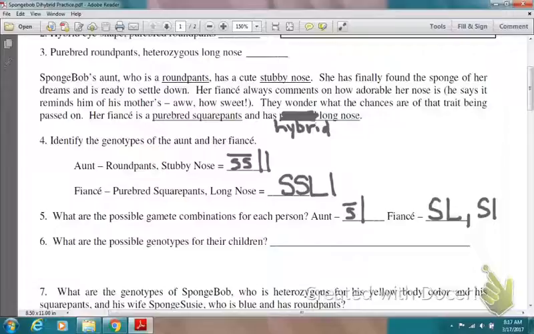Now we're going to have a genotype of 4 letters. So what do we know they're getting from mom? We know they're getting a little s and a little l. What possibly could they get from big dad? They could get a big S and a big L, or a big S and a little l. We know they got the little l from mom, so it could be either of those combinations.